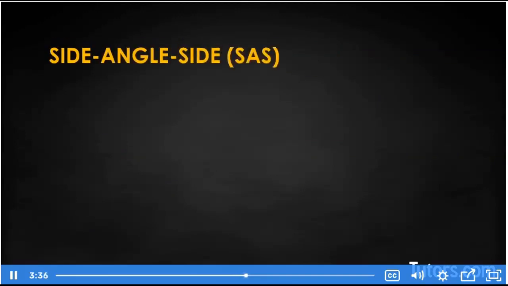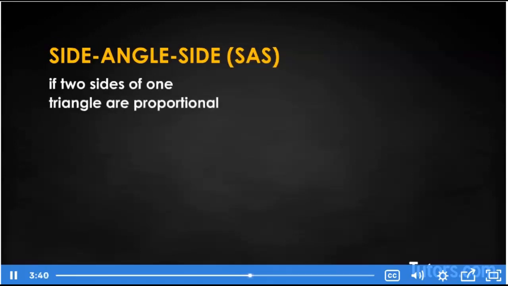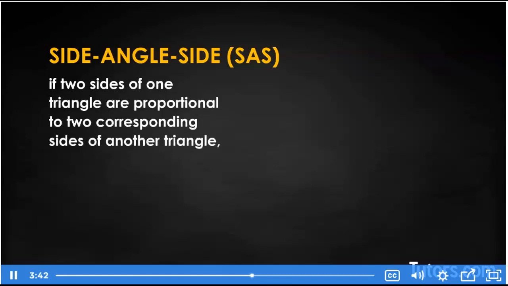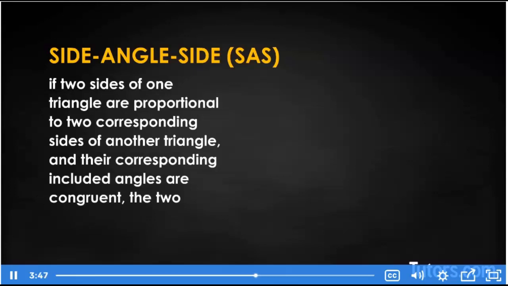The second theorem requires an exact order. A side, then the included angle, then the next side. The side-angle-side theorem states if two sides of one triangle are proportional to two corresponding sides of another triangle, and their corresponding included angles are congruent, the two triangles are similar.